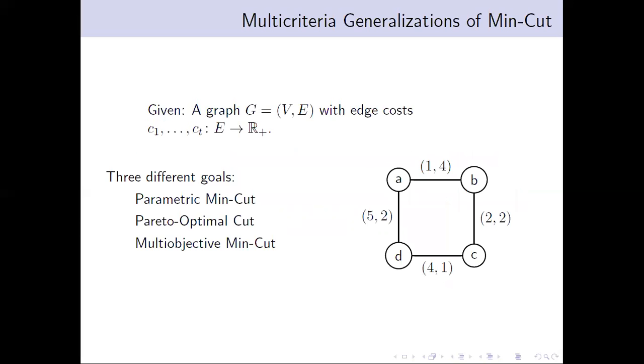Now let's talk about how to generalize this problem to multiple criteria. In this setting, we're given a graph where each edge has t different costs associated with it, given by cost function c1 through ct. There are several different ways to measure the quality of a cut in this setting, and we're going to talk about three of them. I'll define each of them in turn.